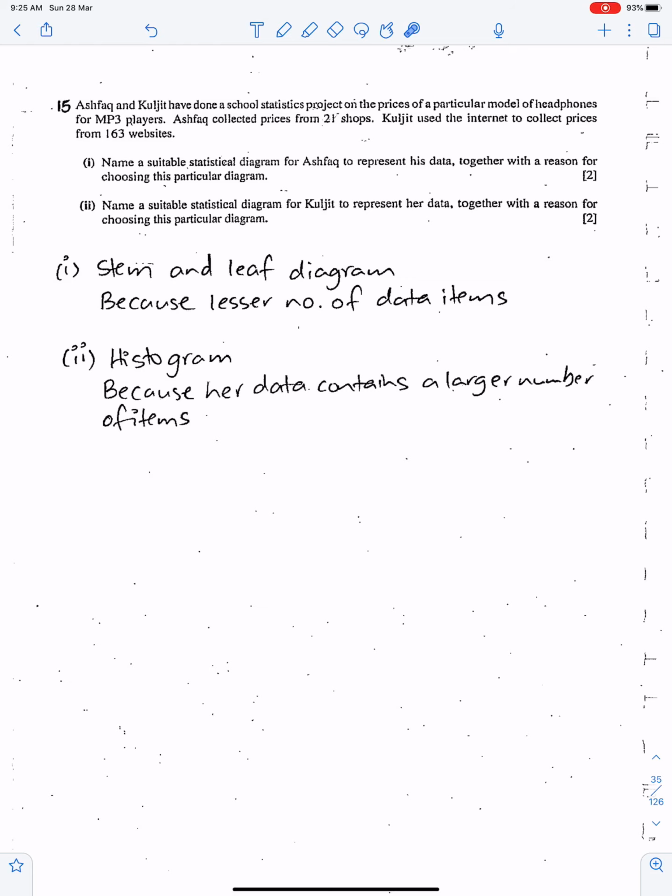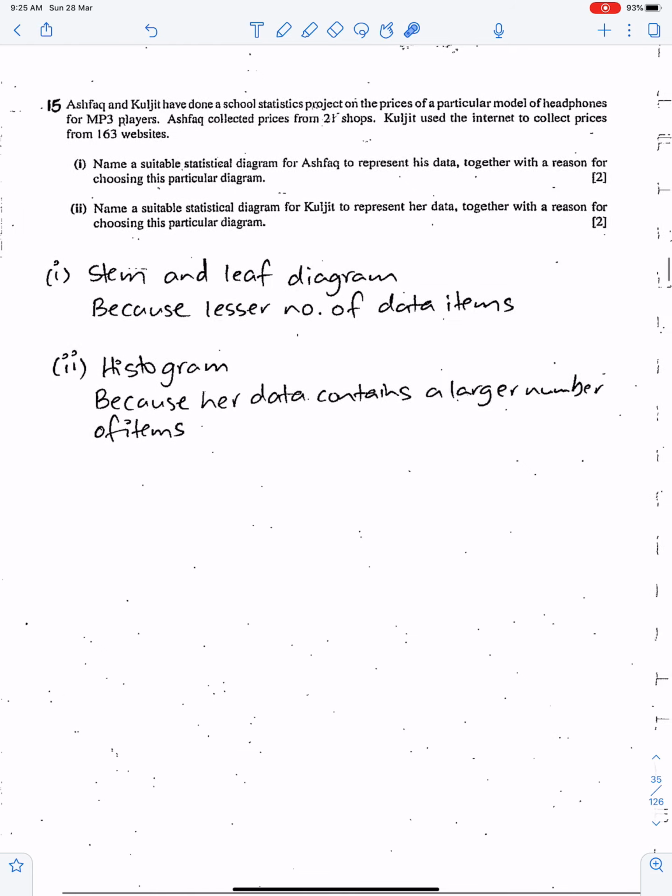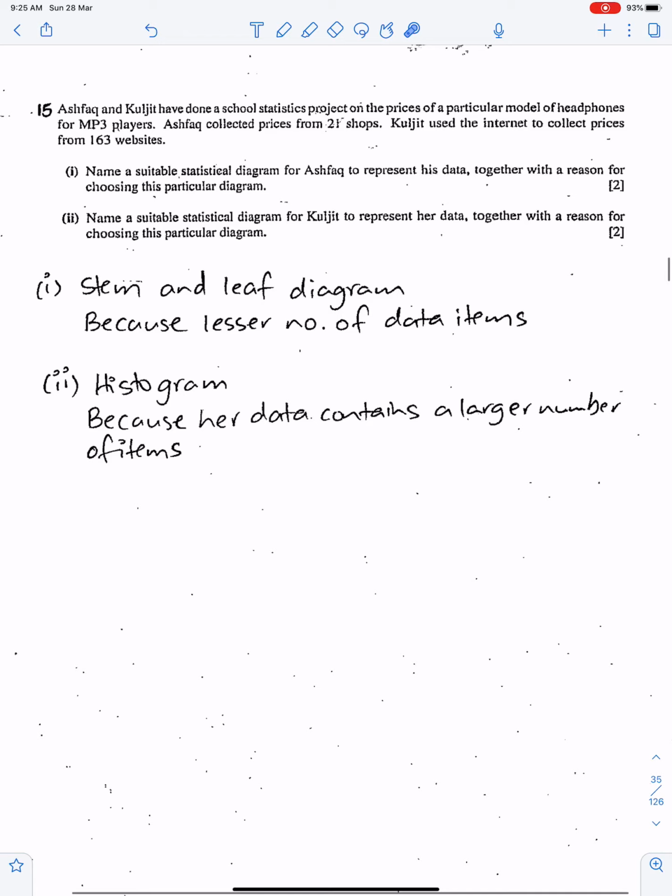Ashfaq and Kuljit have done a school statistics project on the prices of a particular model of headphones for MP3 players. Ashfaq collected prices from 21 shops. This data is small, so this data would be considered as ungrouped data. Kuljit used the internet to collect prices from 160. This data is large, so this would be considered as the group data. So this is the ungrouped data.